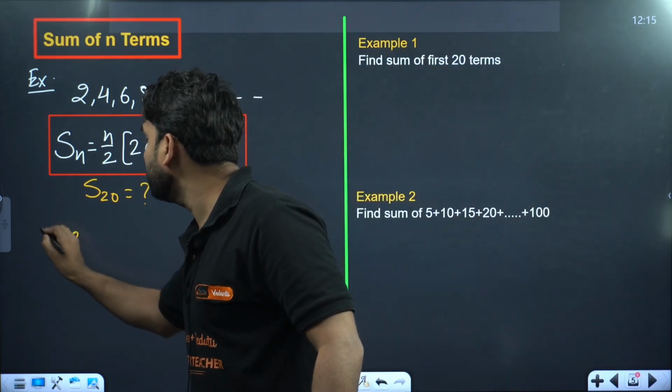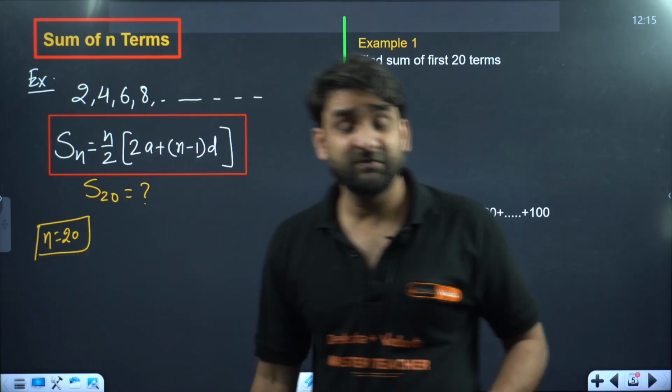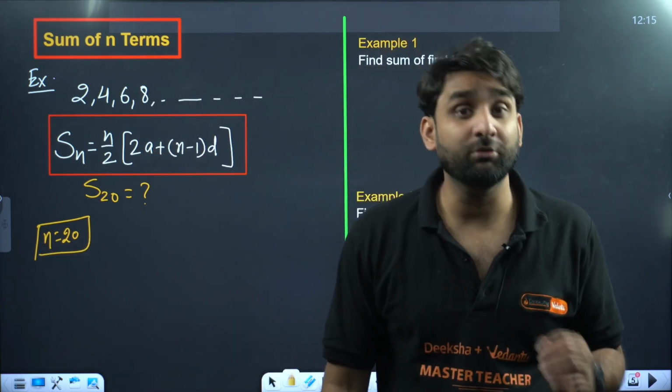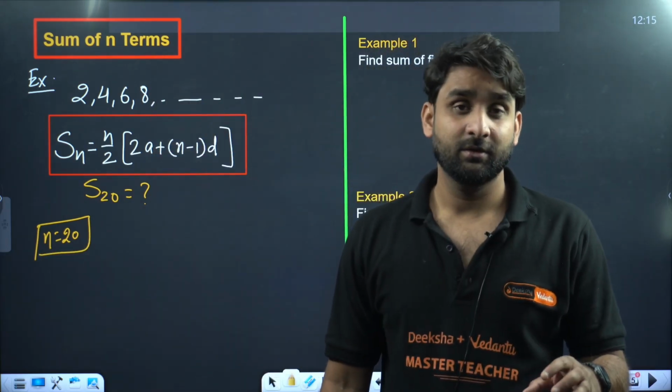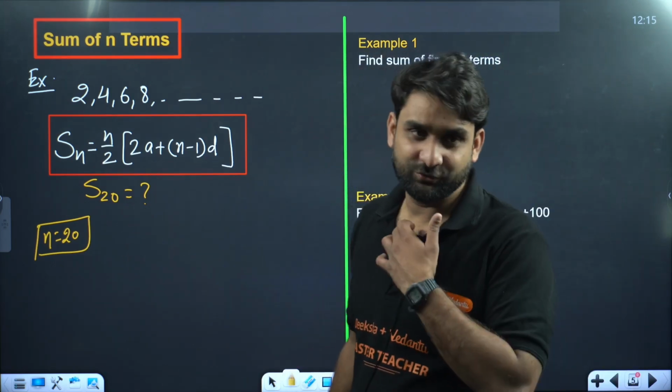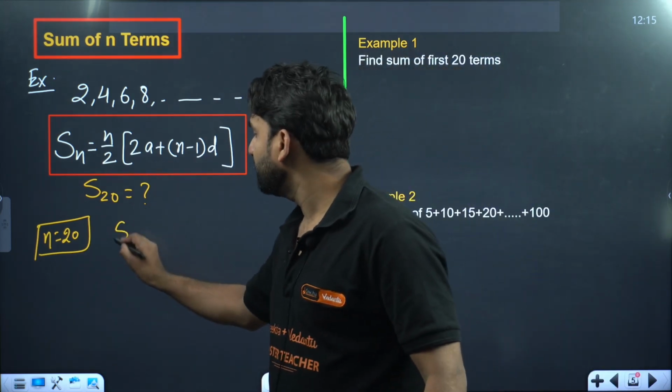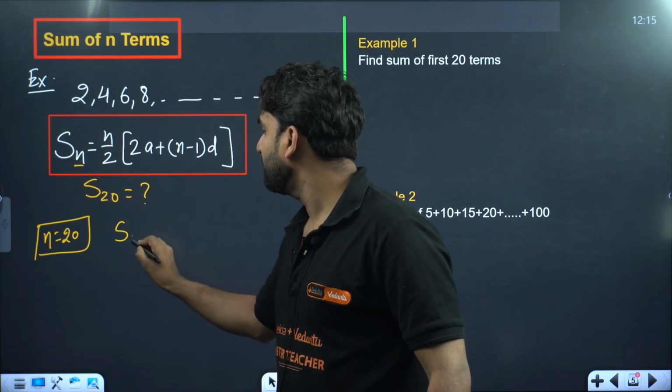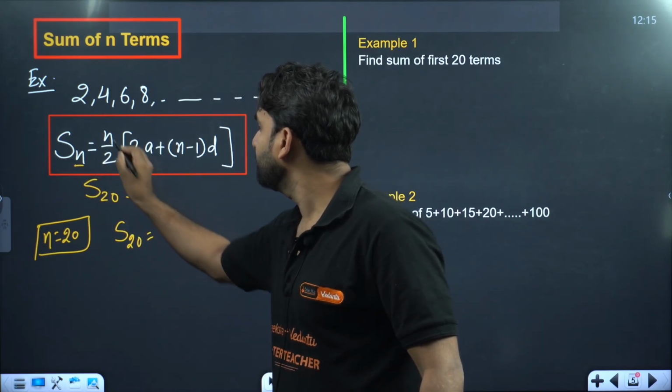This is very important to decide first: how many terms you want to add. That value should be with you. So we are adding 20 terms, so n we have is 20. Now we can put in the formula. At the place of n, 20 will come. Here also 20 will come.